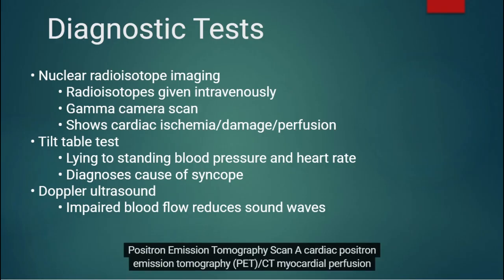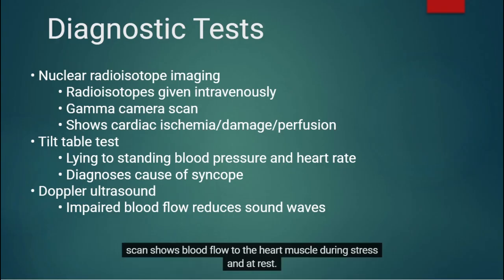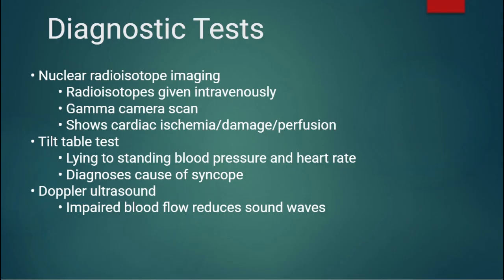Positron emission tomography scan. A cardiac positron emission tomography PET/CT myocardial perfusion scan shows blood flow to the heart muscle during stress and at rest. A small amount of radiation is used. CAD can be identified for treatment.